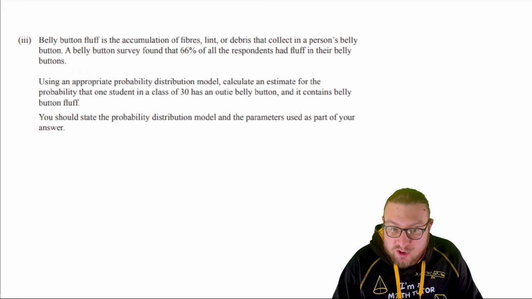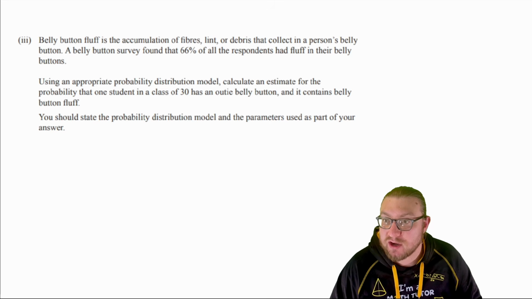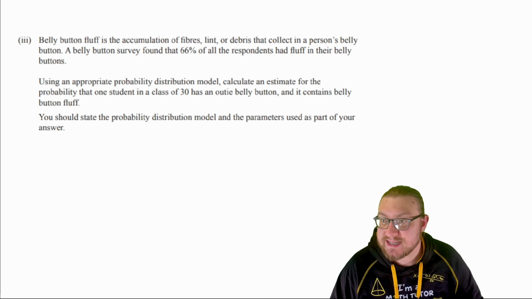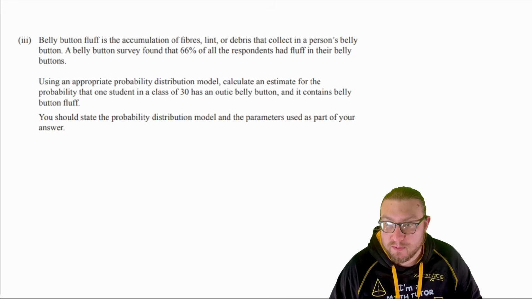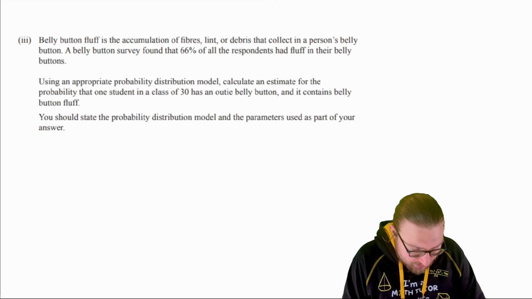Awesome. Let's have a look at the next question. Belly button fluff is the accumulation of fibers, lint, or debris that collects in a person's belly button. A belly button survey found that 66% of all the respondents had fluff in their belly buttons. Using an appropriate probability distribution model, calculate an estimate for the probability that 1 student in a class of 30 has an outie belly button and it contains belly button fluff.